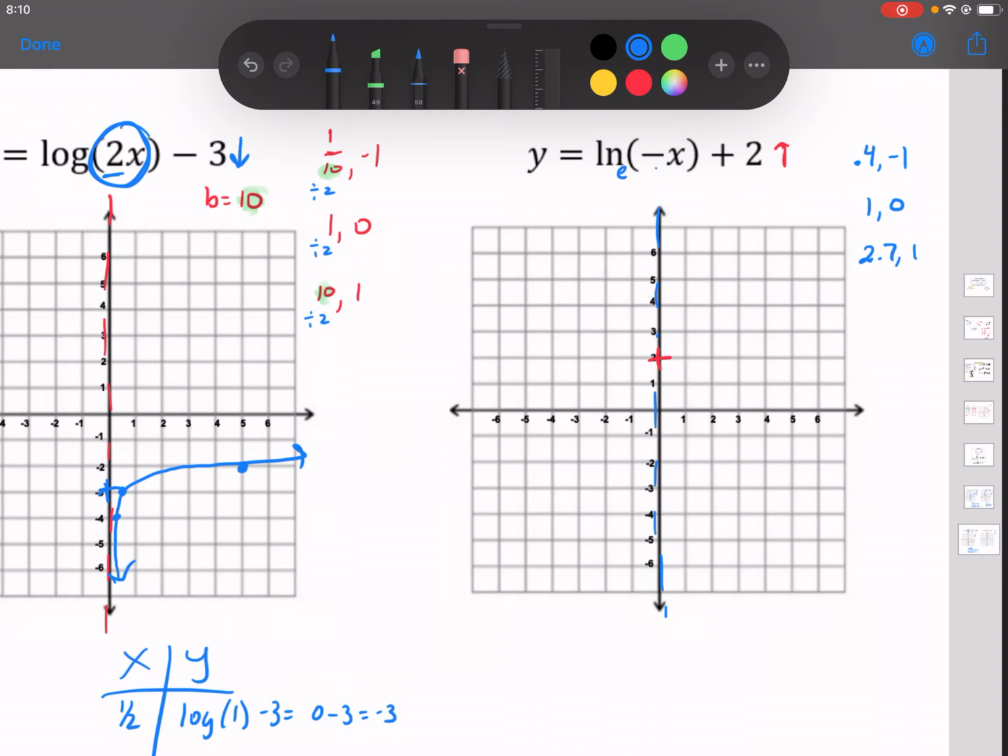And then the negative right here tells us to divide our x's by negative 1, which just switches the values of the x's. So I'd go 0.4 to the left, down 1, to the left 1, and back at the cross I'd go left 2.7, up 1. And draw my curve.